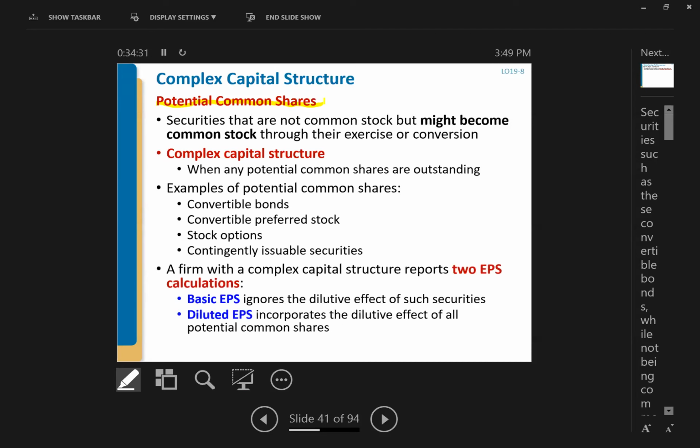A firm with a complex capital structure reports 2 earnings per share, potentially. We're going to record the basic, which we just got done talking about, and then the possibly diluted earnings per share. Because if they're non-dilutive, because there are some ways that they don't dilute it, they actually make it a better earnings per share, then we're not going to disclose that. Again, we're applying the conservative principle, or the worst case scenario.